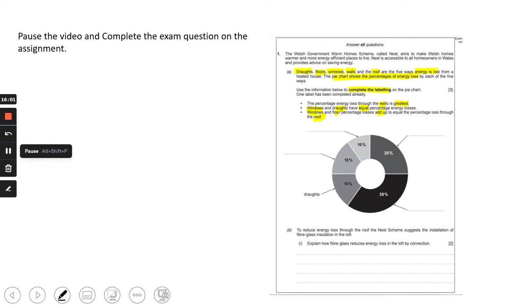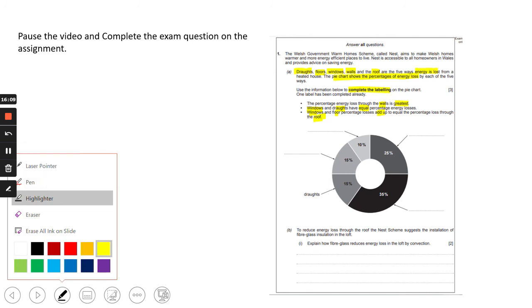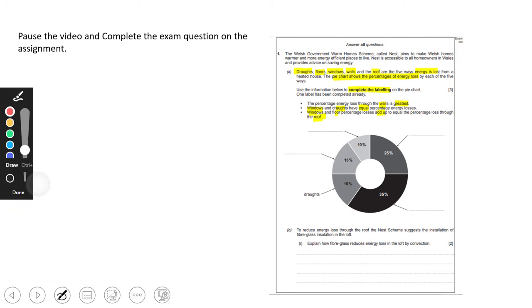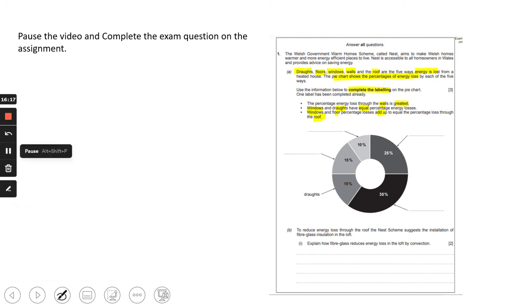So we'll start with the first one. The percentage energy lost through the walls is greatest. So if we look at the pie chart, we can see that 35% has the most heat loss. So this is going to be walls. Write this in. So I'll write walls here.